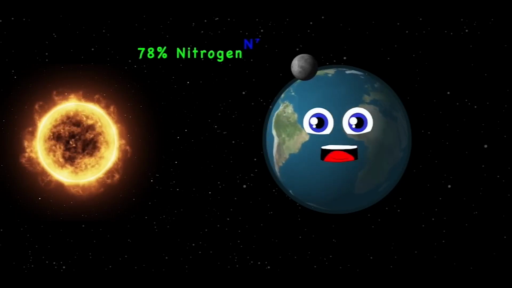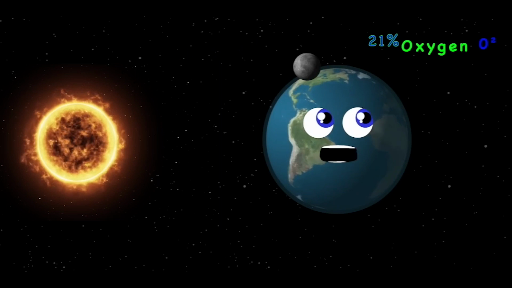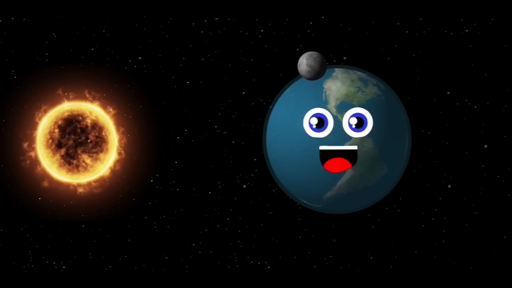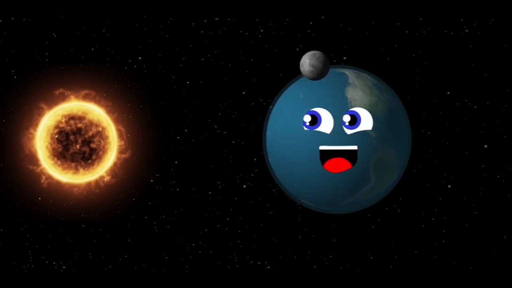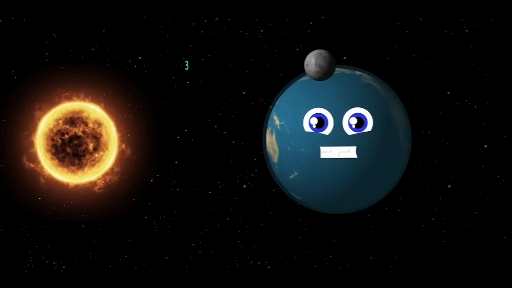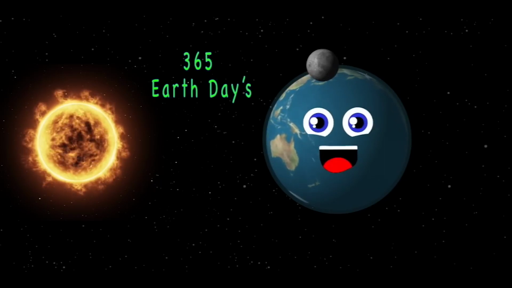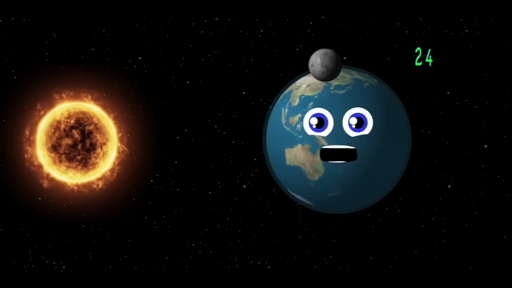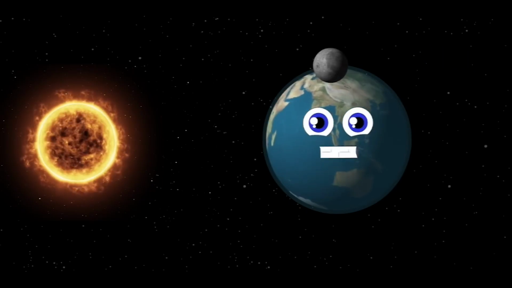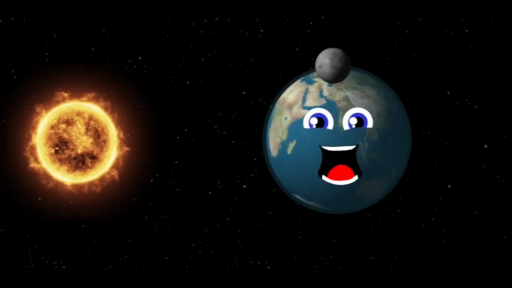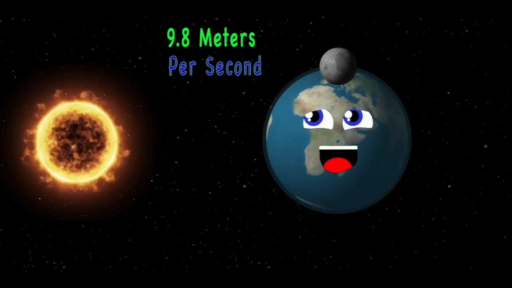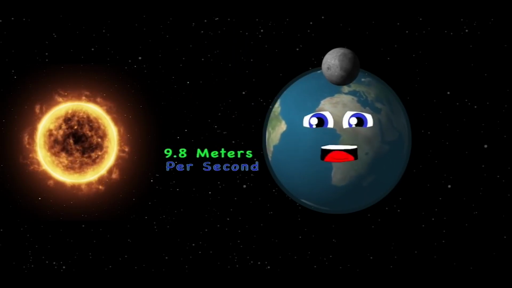My atmosphere is 78% nitrogen. Another 21% of it is oxygen. Another small percentages of other elements. Without my atmosphere around, you would be frozen. I take 365 Earth days to orbit the sun. 24 hours makes one day, that's just one time that I'm spun. You won't fly off into space, gravity's pulling you down as fast as 9.8 meters a second towards the ground.